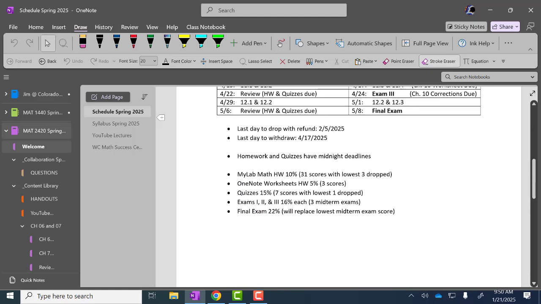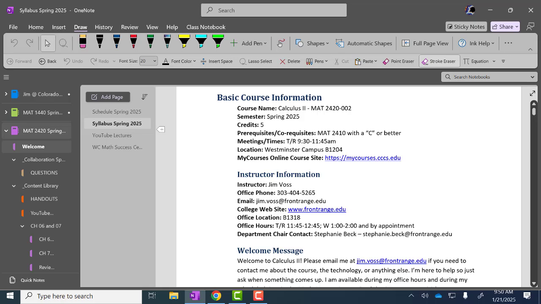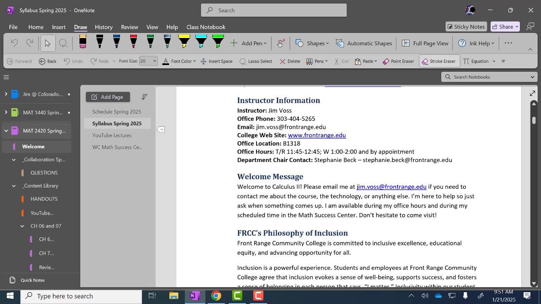From the syllabus, the most important things are: when can you drop and get a refund? When can you drop and not have an F on your transcript? And how is the grade breakdown? Those are the most important things. But obviously look through this and ask me if you have any questions on it.